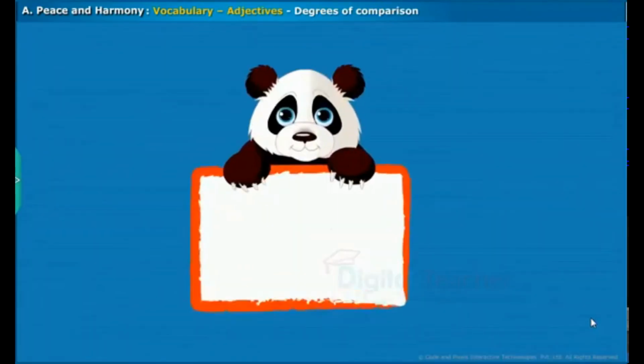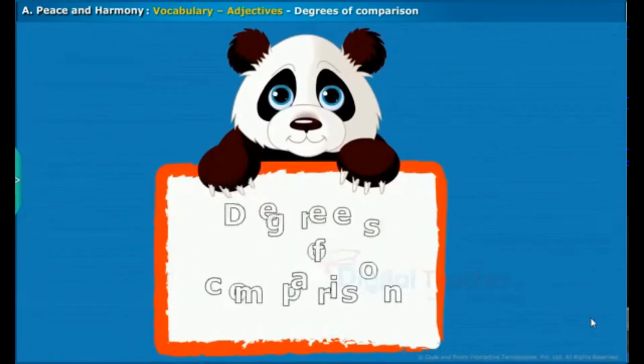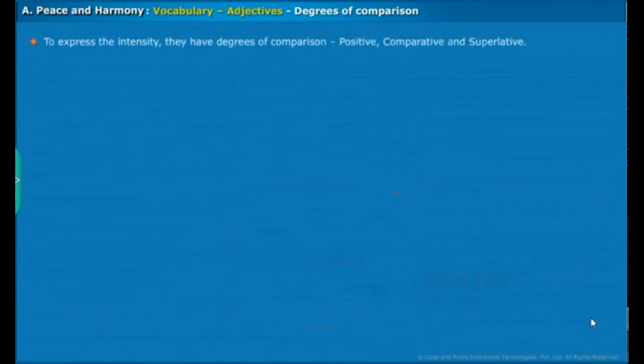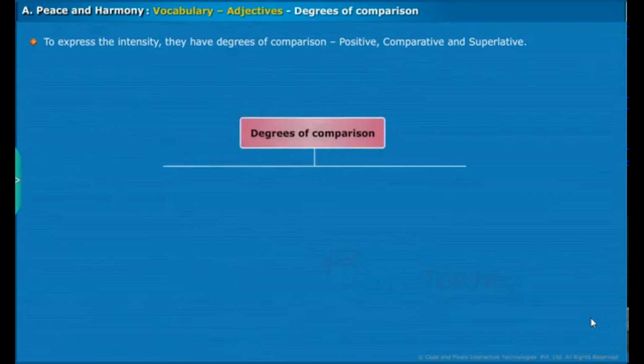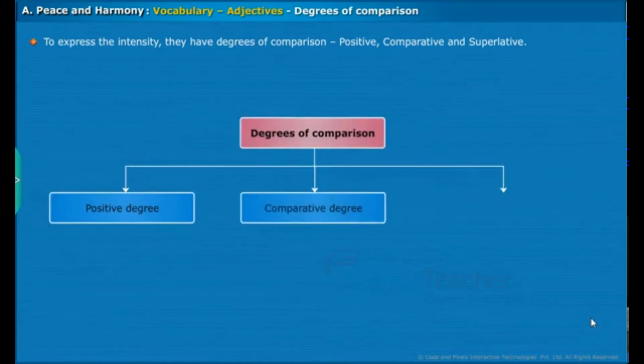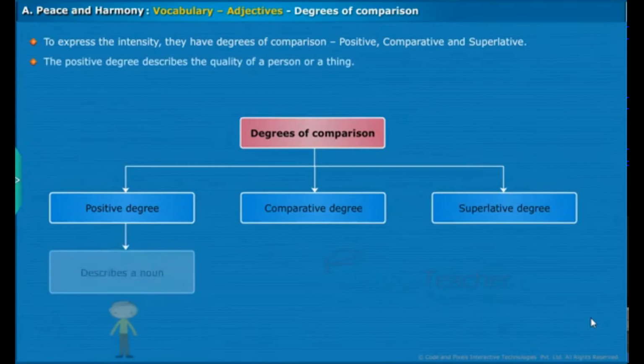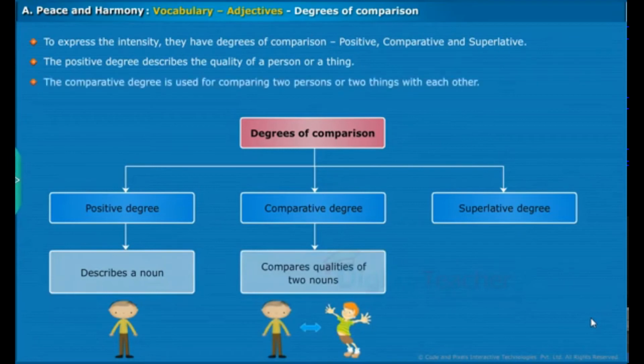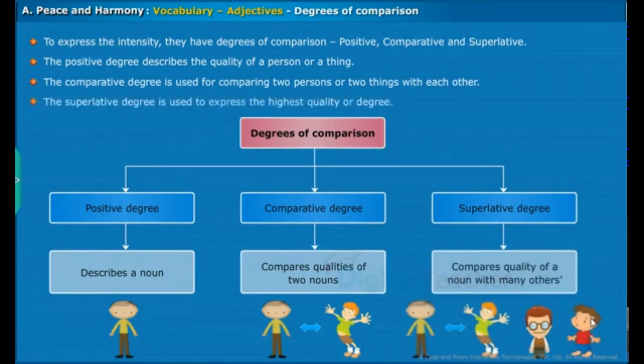In this section, we learn about the degrees of comparison of the adjectives. To express the intensity, they have degrees of comparison: positive, comparative, and superlative. The positive degree describes the quality of a person or a thing. The comparative degree is used for comparing two persons or two things with each other. The superlative degree is used to express the highest quality or degree.